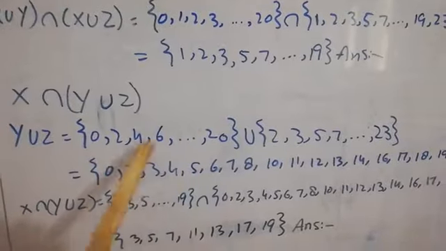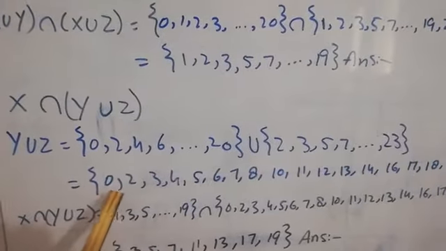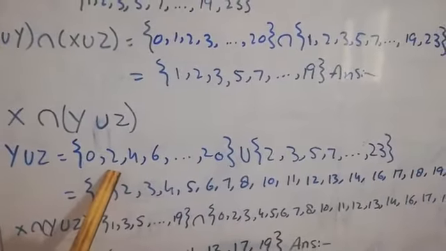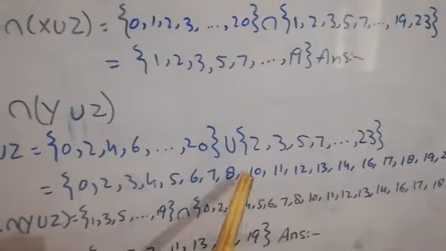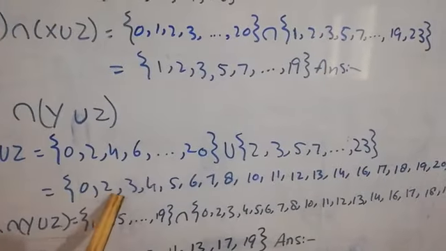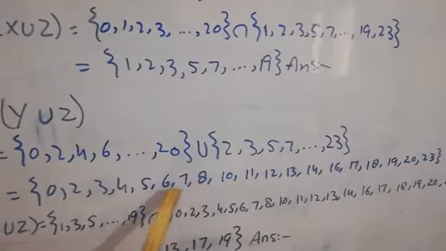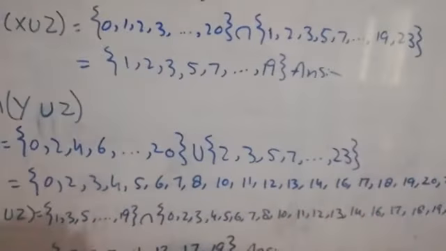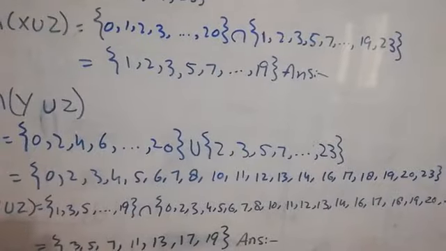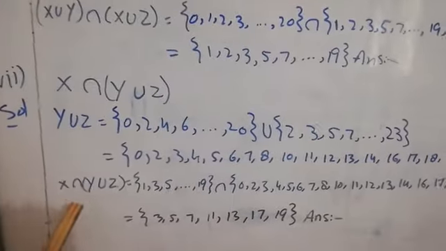We will write the union of these two sets. So these are all the even numbers and these are the prime numbers. There are some odd numbers missing, so that's why we will write all the numbers here: 0, 2, 3, 4, 5, 6, 7, some odd numbers and some even numbers. We will write all the numbers over here, and then we will find X intersection (Y union Z).